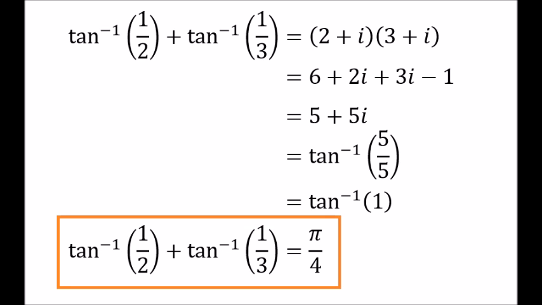Remember this guy? We showed why it is true using the trig identity for tangent. Now let's verify the same thing using complex numbers. 1/2 becomes 2 plus i, and 1/3 becomes 3 plus i. FOIL those out. Collect like terms. Express as a ratio of the imaginary component over the real component. Inverse tangent of 5 over 5. That's the same as inverse tangent of 1, which we know from geometry is equal to pi over 4. Indeed, that is identical to what we found before. This is just another way of getting there. Soon enough, we will see that this approach greatly simplifies things.